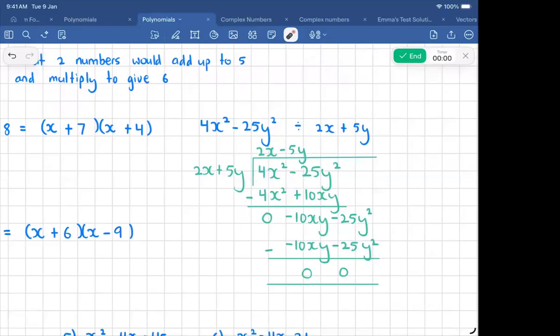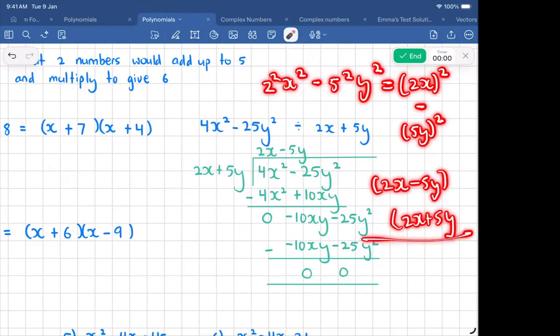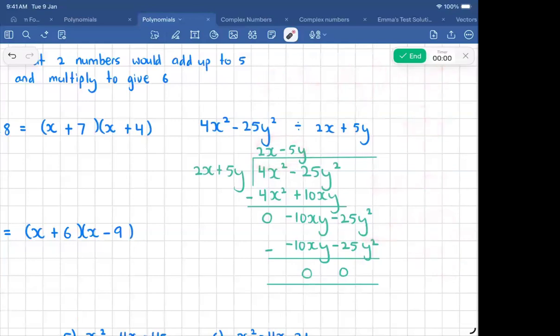I mean, you wouldn't get it wrong, but they would be like, what the hell? That's probably going to be their reaction. In the exam, I want you to recognize that this is a difference of two squares. So 4x squared is really just 2 squared x squared, and 25y squared is 5 squared y squared. So I could write that as 2x all squared minus 5y all squared, which is the difference of two squares form. That'll be 2x minus 5y times 2x plus 5y. From there, you could just divide by 2x plus 5y, and it's going to cancel off, leaving you with the answer, 2x minus 5y.